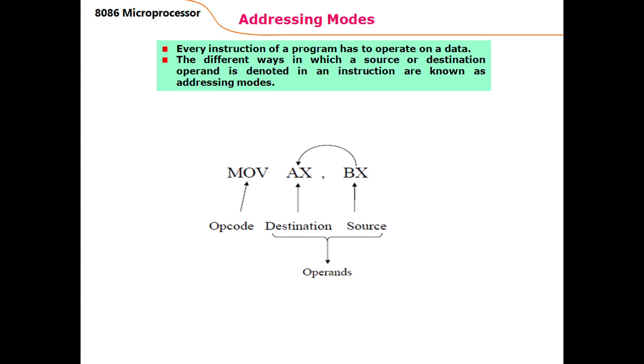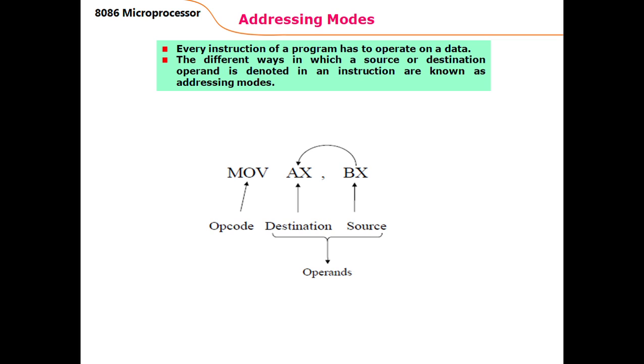So the different ways in which a source or destination operand is denoted or represented in an instruction are known as addressing modes. To understand the different addressing modes, this is a simple assembly language instruction, MOV.